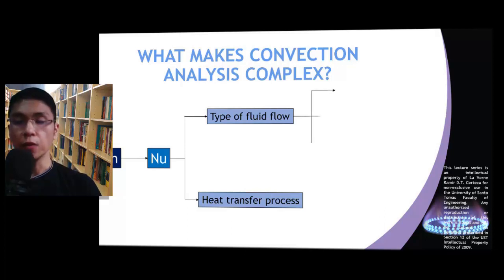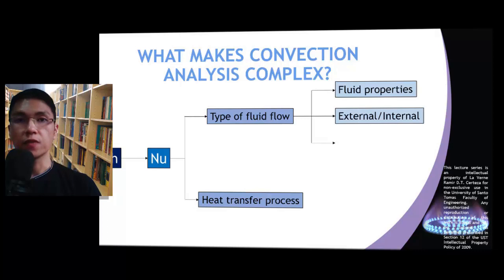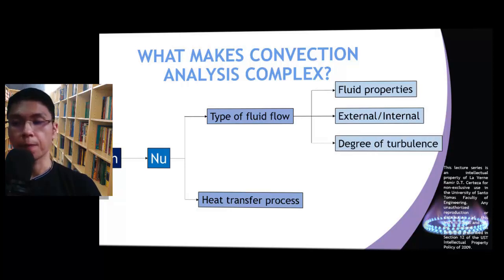Now, the type of fluid flow is dependent on three major factors. First is the kind of fluid and its corresponding thermal properties. Second is whether the fluid is flowing over the surface of an object or within a fluid conduit. And third is how turbulent the fluid flow is.